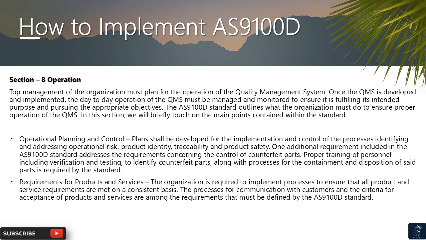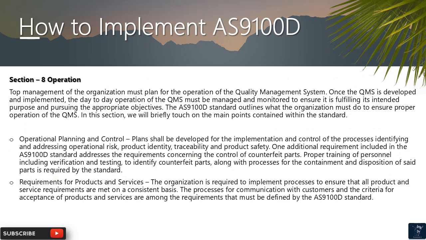Operational planning and control. Plans shall be developed for the implementation and control of the processes identifying and addressing operational risk, product identity, traceability, and product safety. One additional requirement included in the AS9100 standard addresses the requirements concerning the control of counterfeit parts. Proper training of personnel including verification and testing, to identify counterfeit parts, along with processes for the containment and disposition of said parts is required by the standard.